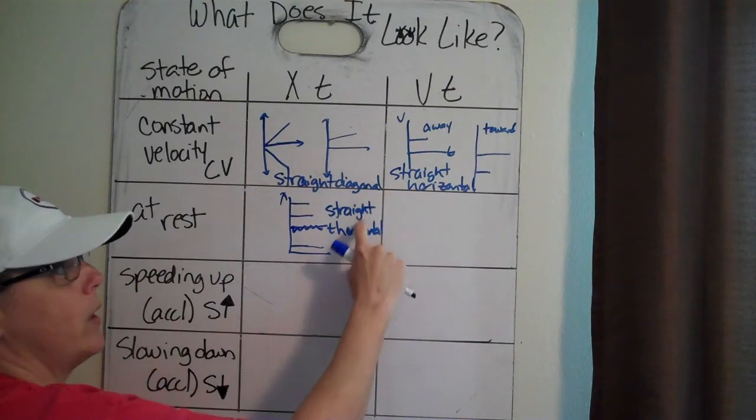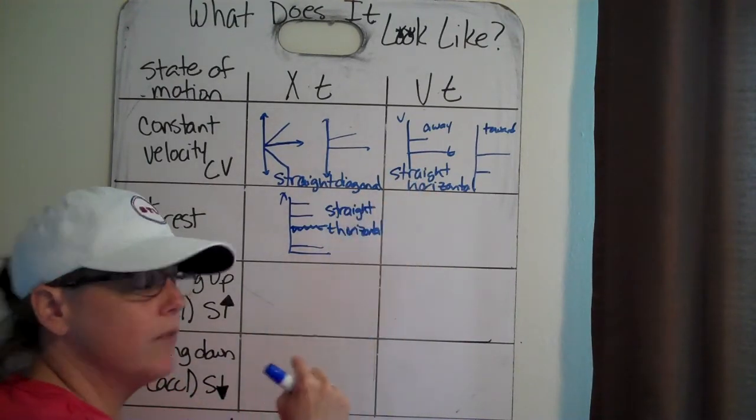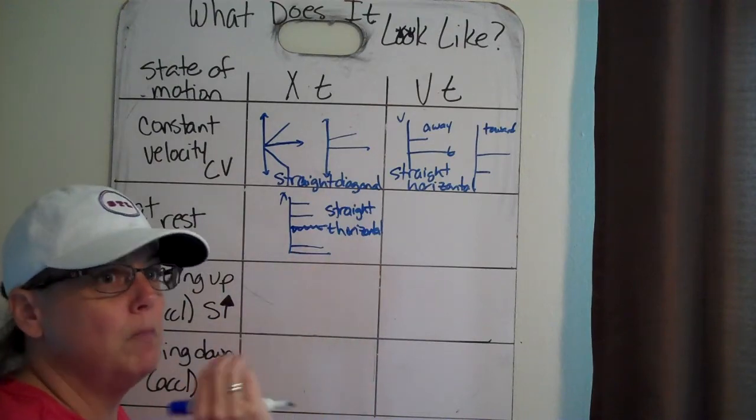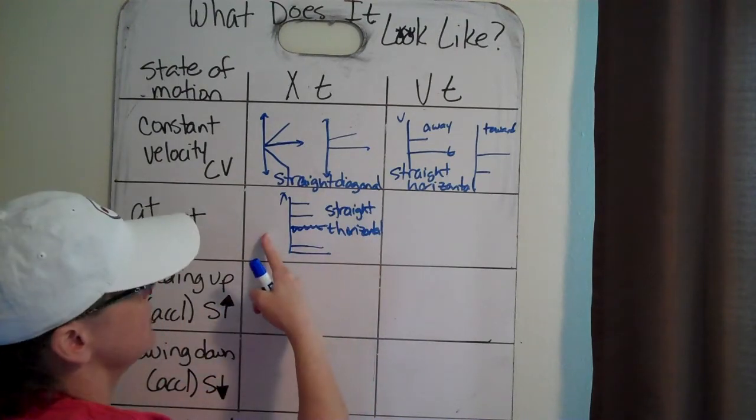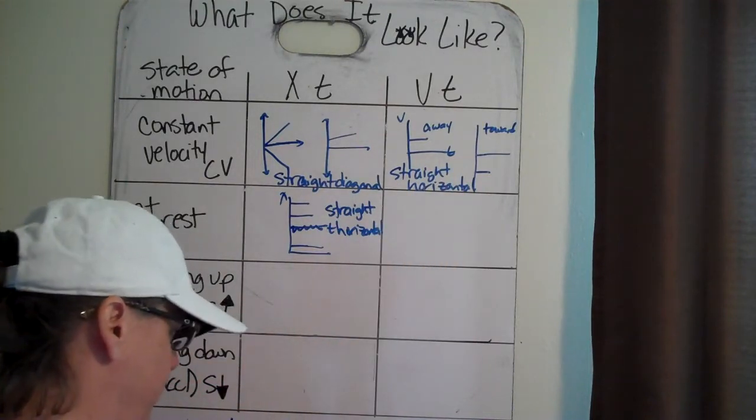So this is where things start getting a little bit weird, because we have two different kinds of graphs, and a straight horizontal line means something different on a position time graph than it does on a velocity time graph. So that's why we're doing this document.